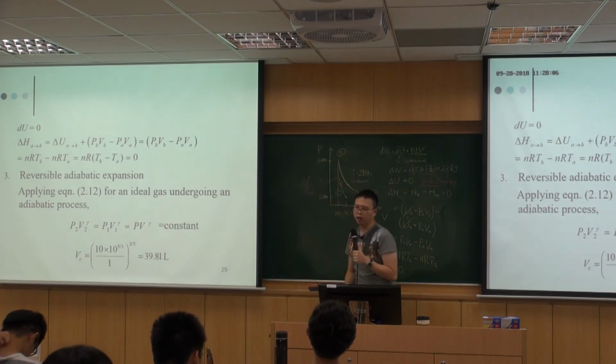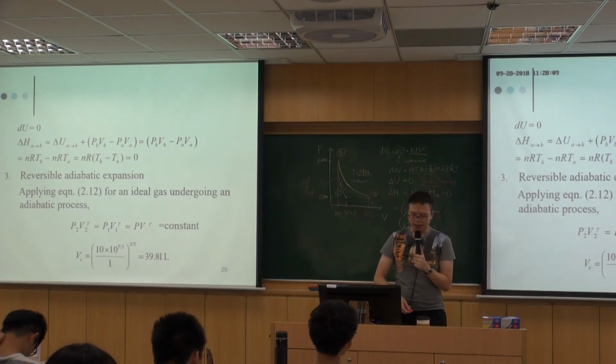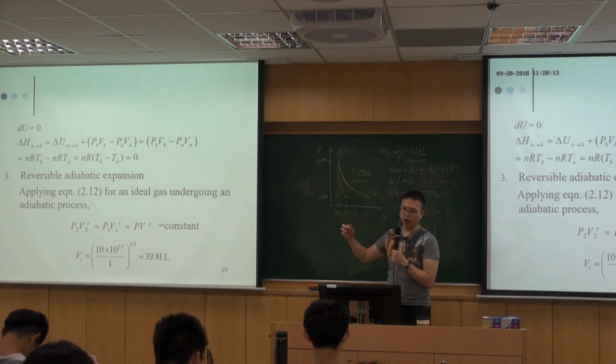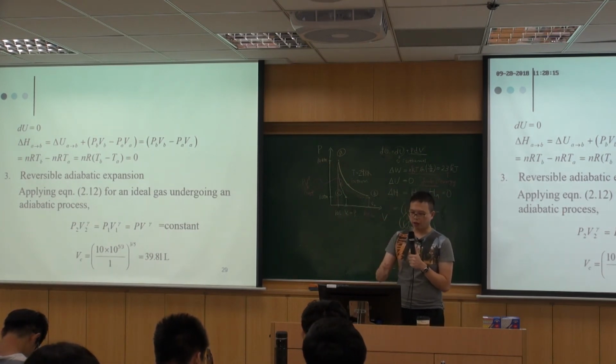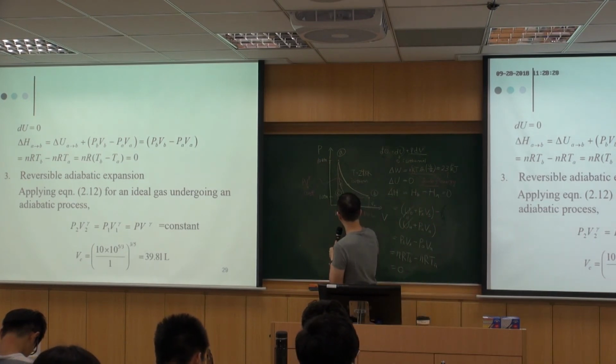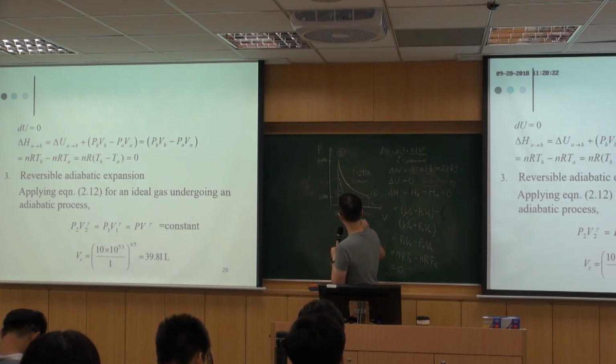And then we can extract the volume for state C, because we know the final pressure. And it turns out that it is, I say, 39.81 liters.